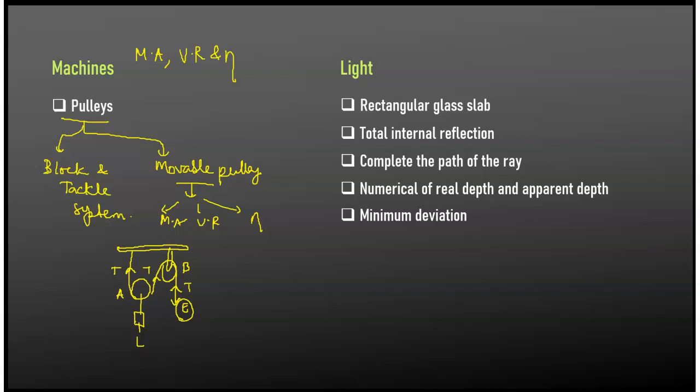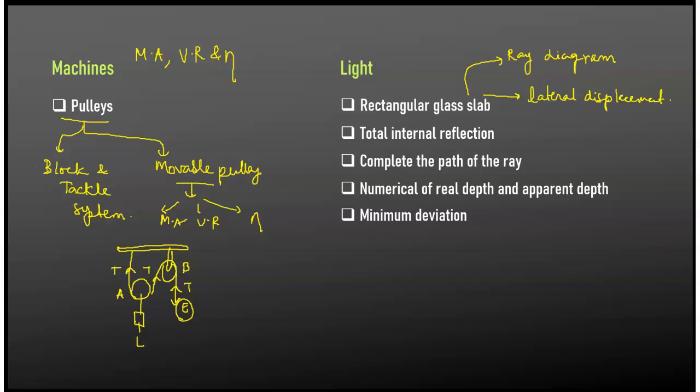Okay. The next chapter is light. From light, I feel the rectangular glass slab is important. When we are doing the rectangular glass slab, that means the ray diagram. In the ray diagram, guys, please don't miss the arrows. Use a scale and pencil. And when you're doing the ray diagram, that means you know the concept of lateral displacement, right? So that covers lateral displacement.